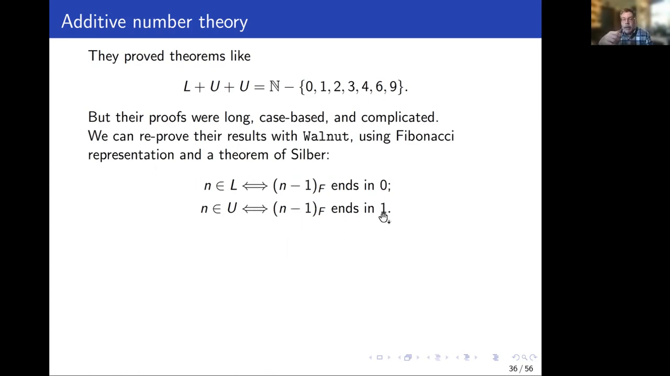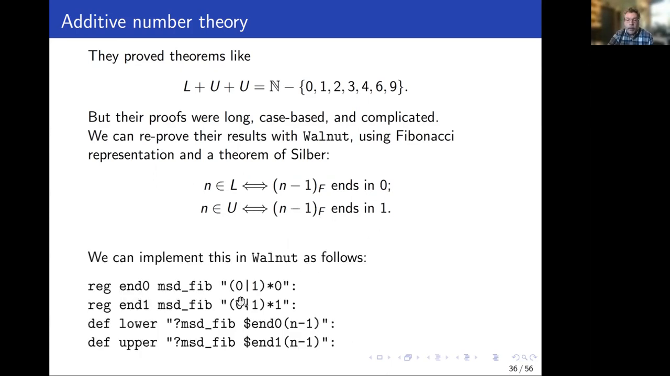So that means that you can write this down with an automaton, for being in L or being in U. Here, if it ends in a 0, that's this regular expression. If it ends in a 1, that's this regular expression. And then the lower Wythoff sequence is that n-1 ends in a 0, and the upper one is that n-1 ends in a 1. And now we have the Walnut code for these sequences.